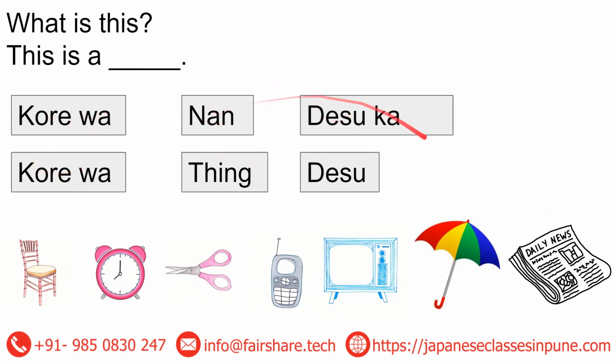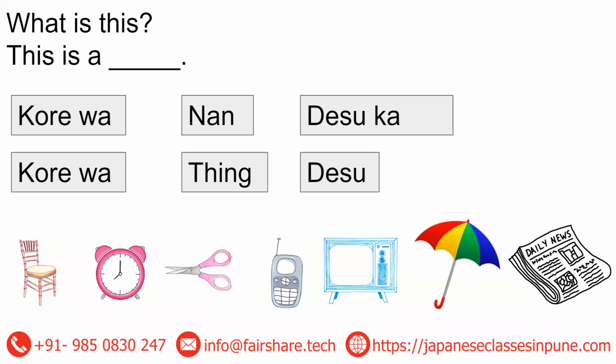ये क्या है? Kore wa nan desu ka? ये क्या है? ये कुर्सी है. So, kore wa nan desu ka? What is this? So, kore wa isu desu. Okay, similarly, let's take another example. Newspaper. Newspaper को word is shinbun. So, when you're asking, what is this?